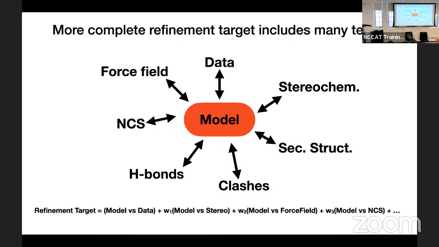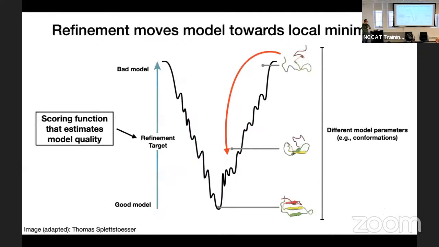And we can apply a weight specifically to the data term, and the model that is being guided by some sort of chemical knowledge from the force field, and apply a weight to that term, and so on, right? And so our refinement target can become quite complicated as we bring in more kinds of restraints and prior information.